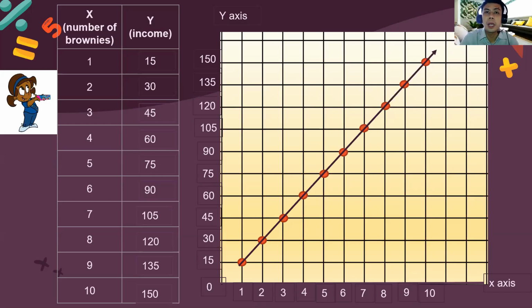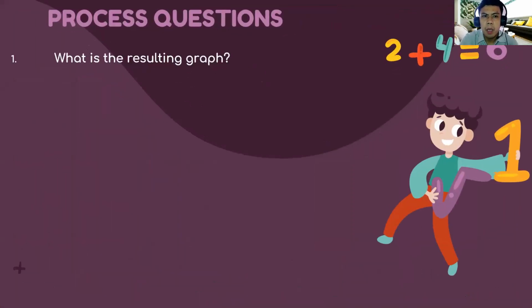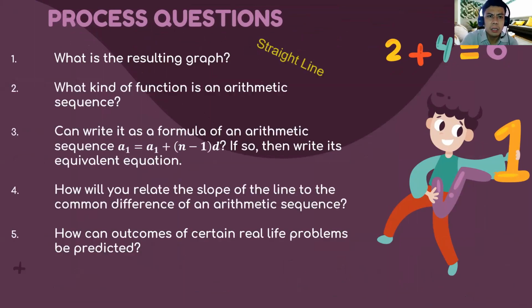Let's have these process questions. Okay, so we have this one. What is the resulting graph? Based on the graph that I presented a while ago, what do you think is the resulting graph? Yes, it's a straight line. It goes to the right, right? So it's a straight line.